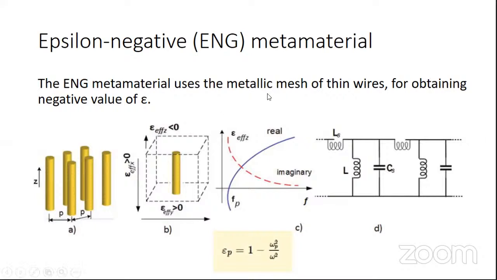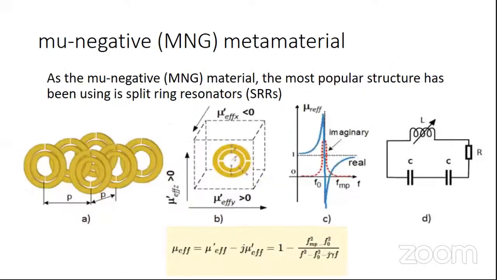So this is the first metamaterial with negative permittivity that they have realized by using a mesh of thin wires. And later they generated a negative permeability metamaterial by creating split ring resonators. This kind of resonating structure exhibits negative permeability.